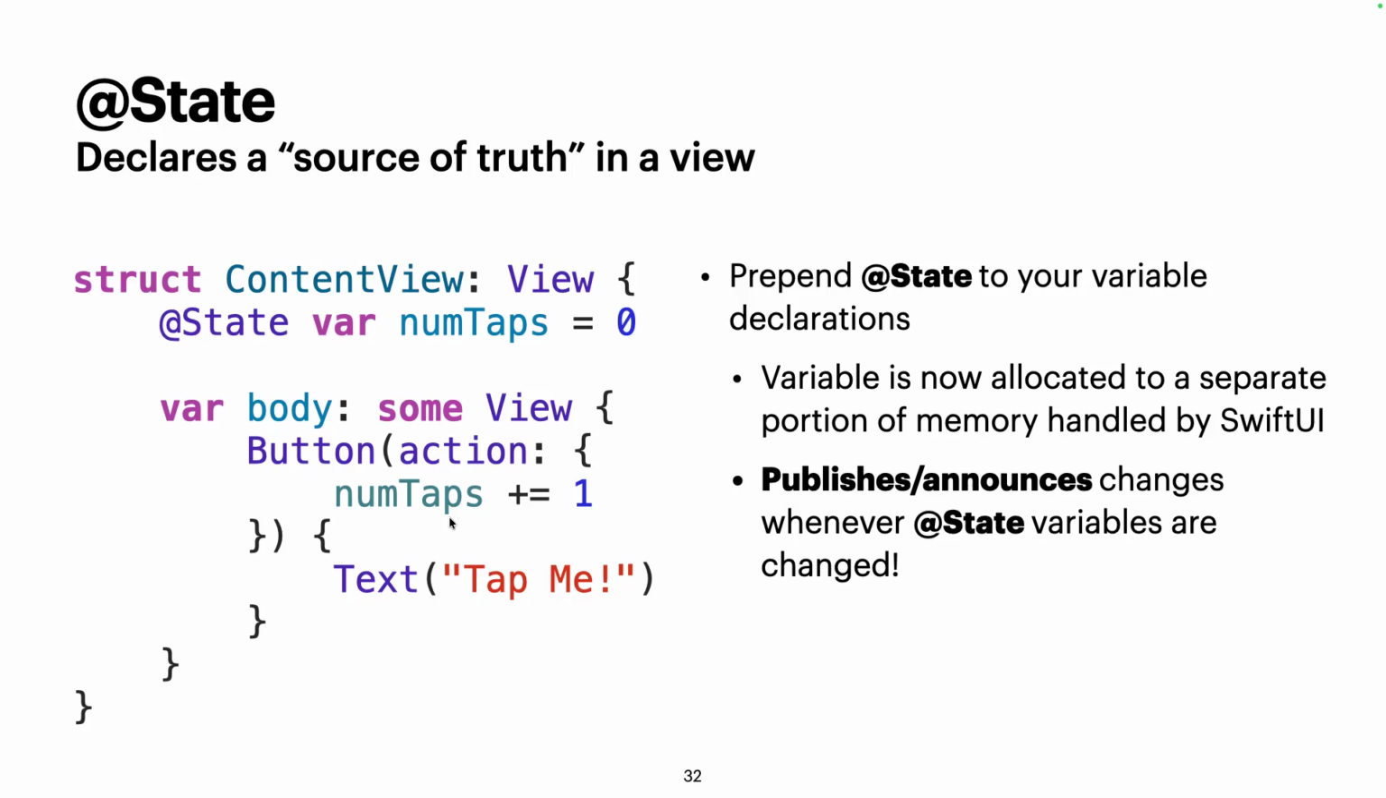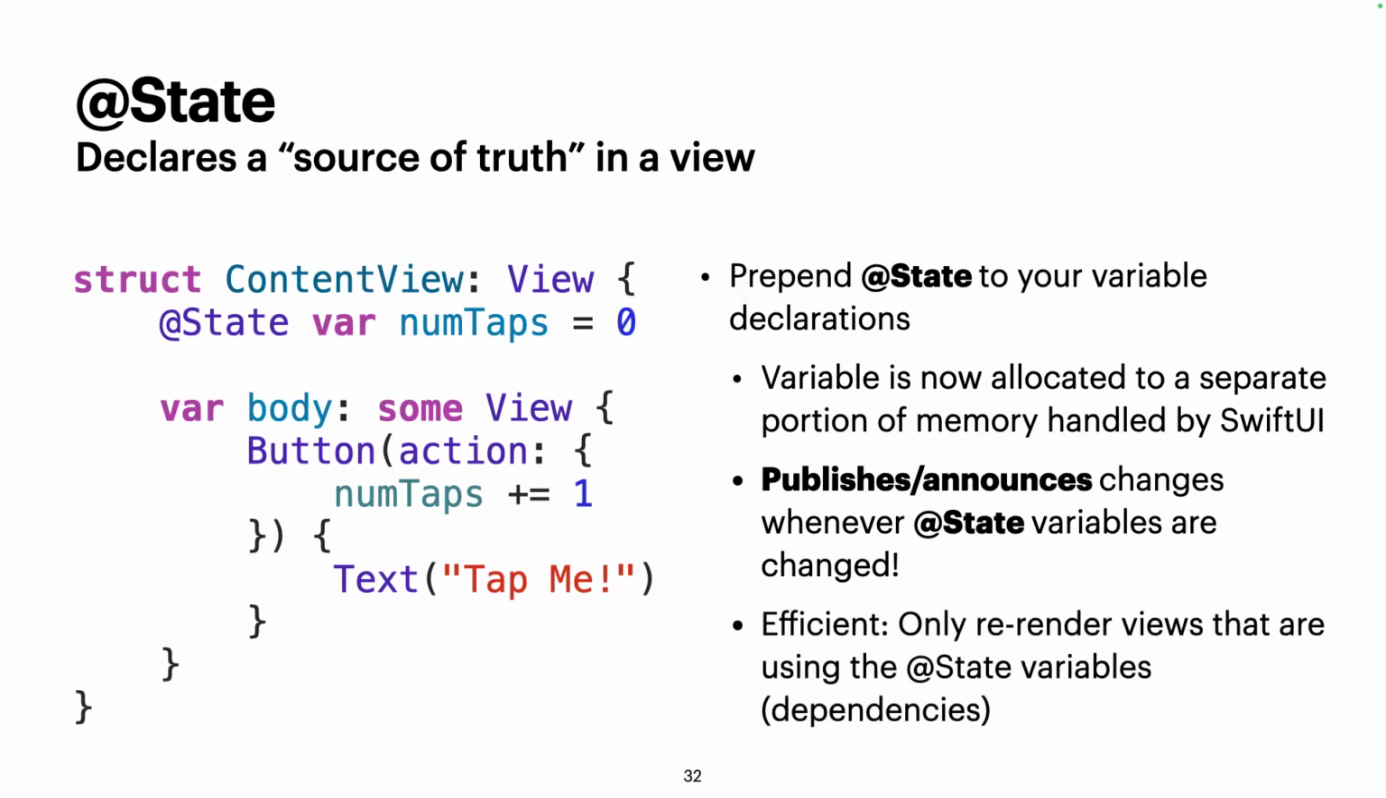Again, @State creates a source of truth, the actual location of the data, where SwiftUI manages that data, and whenever that data changes, SwiftUI will say, "Hey, if anyone is using numTaps, update yourself appropriately." And it's really efficient, and it will only re-render the views that are using dependencies. So it only re-renders views that are using numTaps. In this case, it won't update this button because the actual button content does not depend on numTaps.